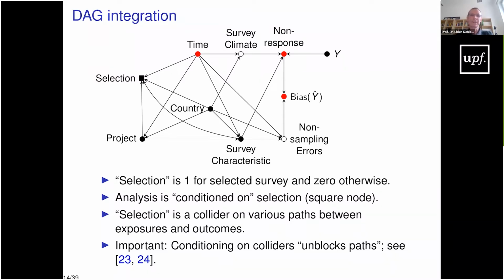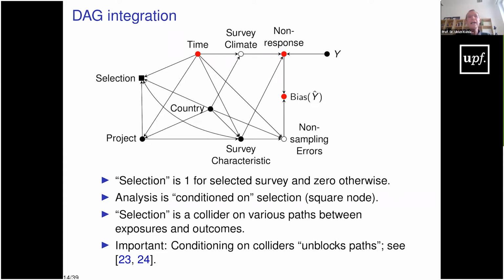So what we do here is we add a 0-1 variable, selection, to our directed acyclic graph. You see this here, selection. This variable is 1 for those surveys that have been selected into our data set, and it's 0 for those surveys that have not been selected. We believe that the selection is partly a consequence of country. Of course, that is the case because we only use European countries, right? And we can only use those countries which are able to finance the participation in the project. So this is clearly a function of country. It is also a function of the project because we only use those surveys that are part of the project.